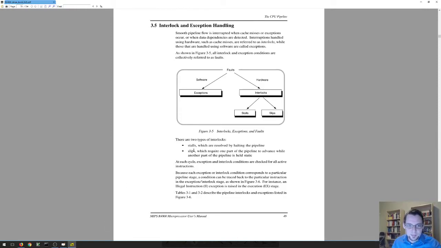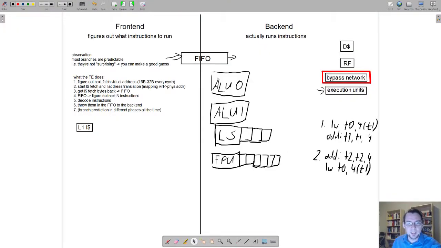And there are slips, which require one part of the pipeline to advance while another part is held static. In this kind of thing, you might say a slip is like the FPU not accepting any new instructions at this time. Where might this kind of thing happen? Say you have something designed to do single precision floating point operations at full throughput, fully pipelined, something like the Cell's SPU. There's hardware built, it's even about the right length here with my 7 cycles.